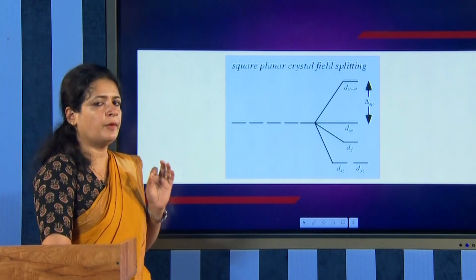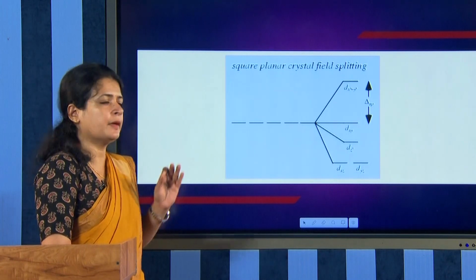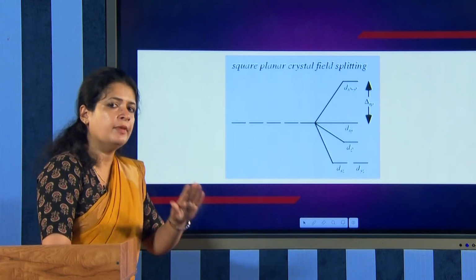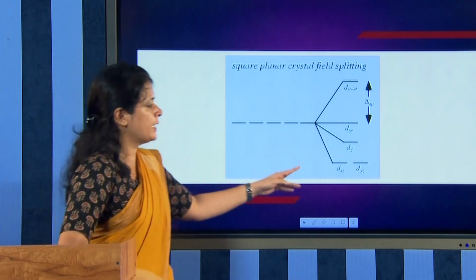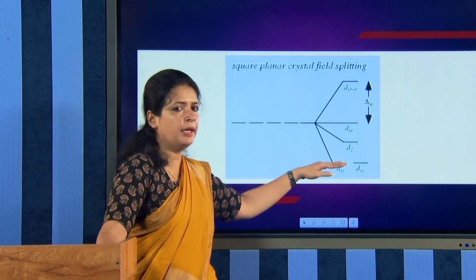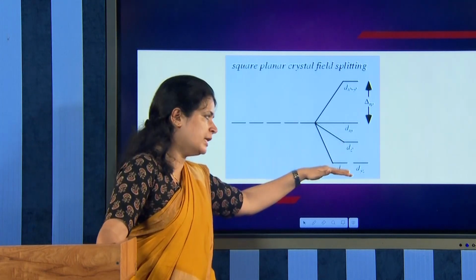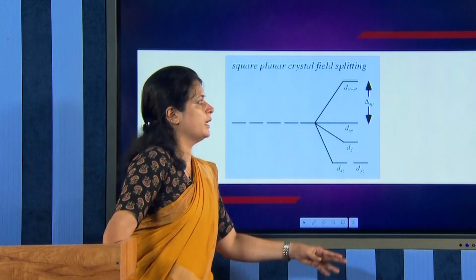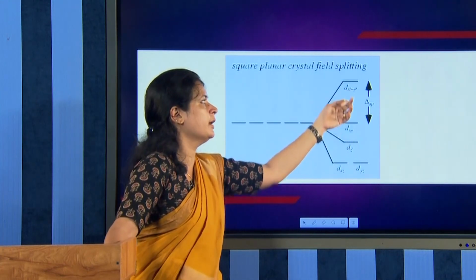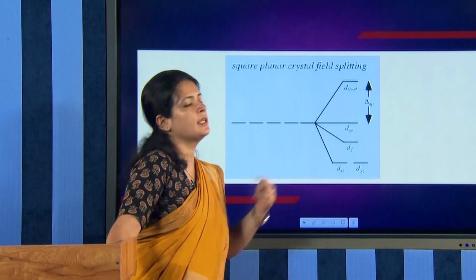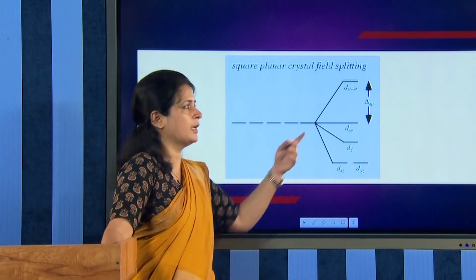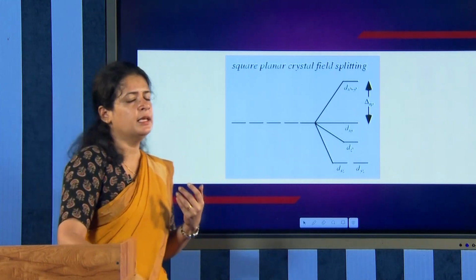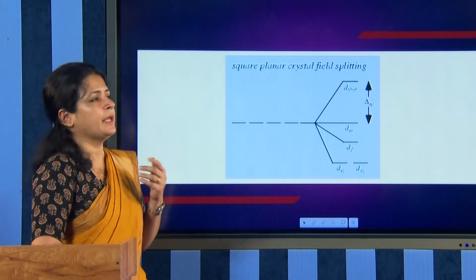The only thing you have to keep in mind is, in the square planar geometry, the dxz, dyz and dz square orbitals will have very less energy. When we compare dxz, dyz and dz square, according to the previous order, dxz and dyz will have a lower energy than dz square. Here the difference between dxy and dx square minus y square will be the crystal field splitting in the case of square planar, delta sp. Delta sp means crystal field splitting in the case of square planar complexes.